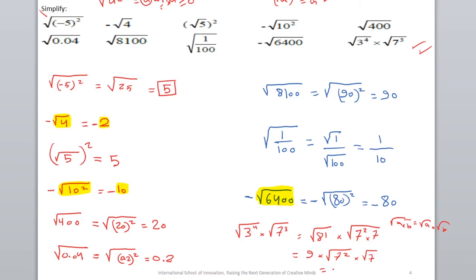And at the end, it will be 9 times 7. Radical 7 squared is equal to 7, times radical 7. And I write the final answer here. 7 times 9 is 63, so it's 63 radical 7. This is the final answer.